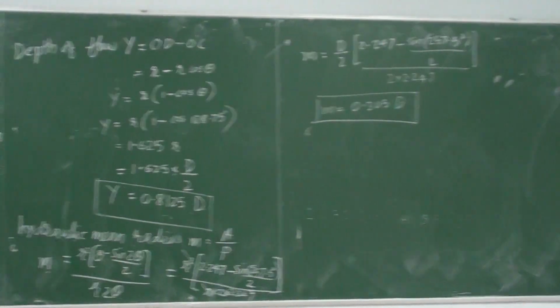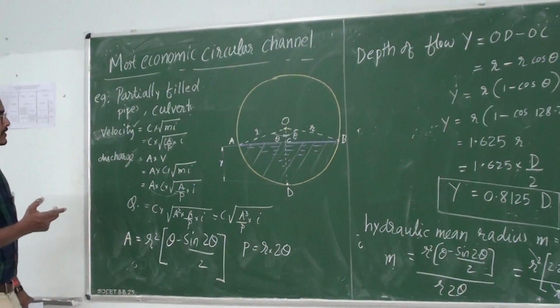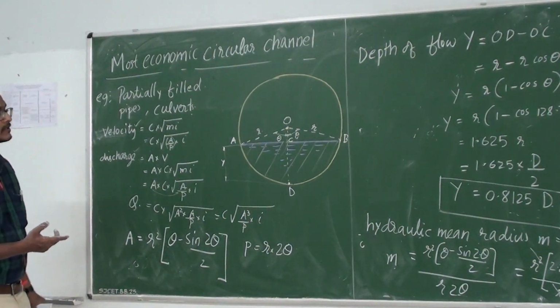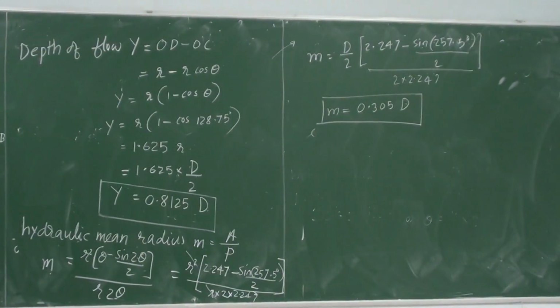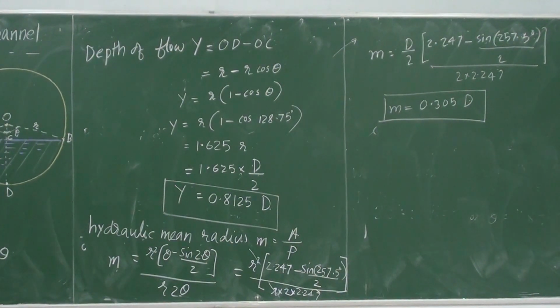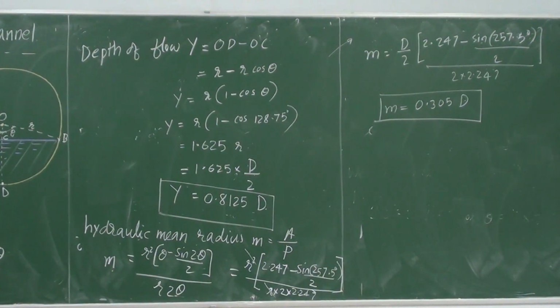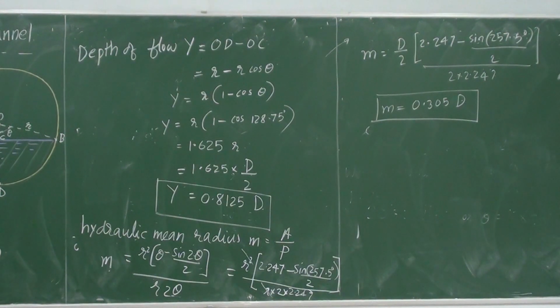So we have proved the conditions for the maximum velocity. 2 theta is equal to 257.5 degree, the depth of flow y is equal to 0.8125 times the diameter of the channel, and the hydraulic mean radius is equal to 0.305 diameter. Now we will discuss the condition for maximum discharge.